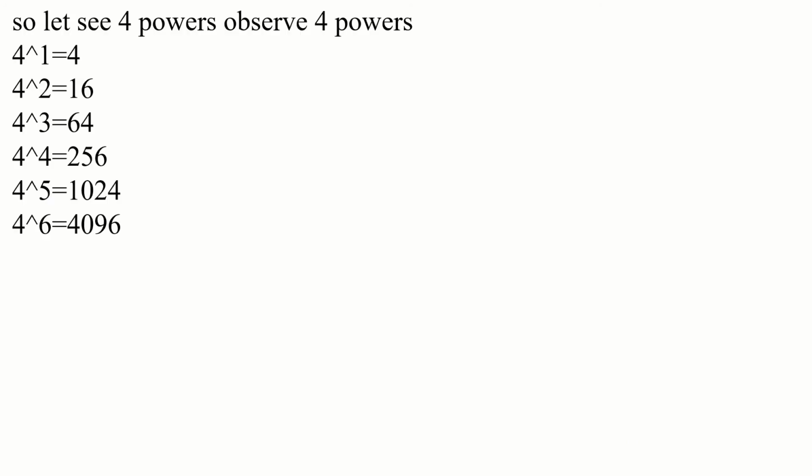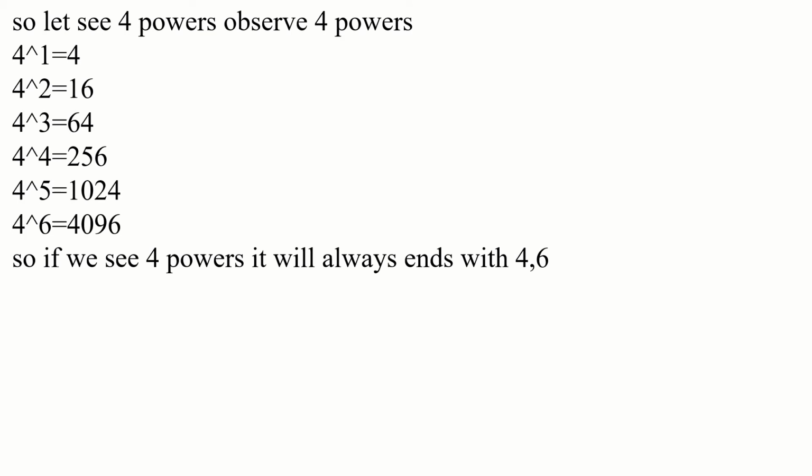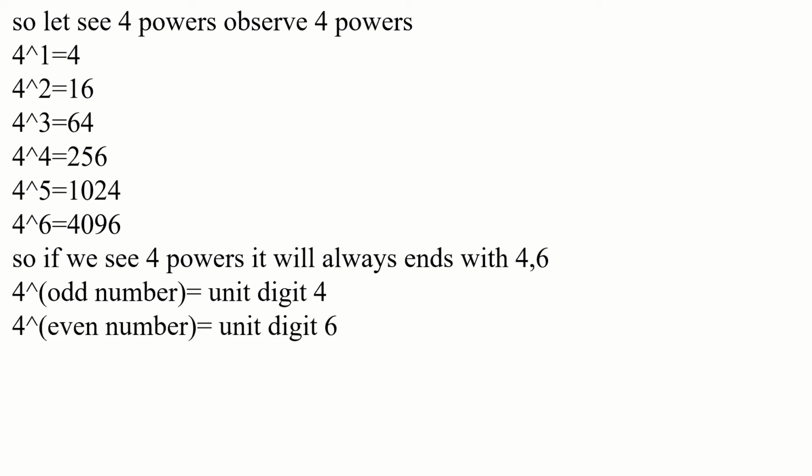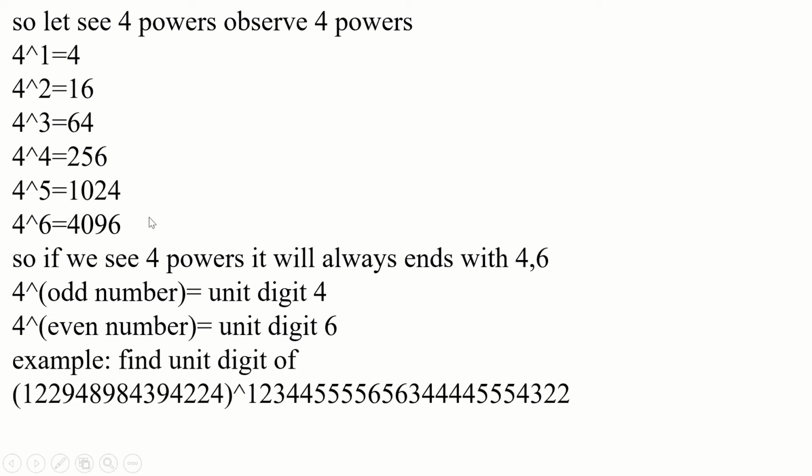So 4 powers, if you see 4 powers, you have a pattern. Always the unit digit ends with 4, 6, 4, 6, 4, 6. So by this I made a conclusion like 4 powers always end with 4 and 6. 4 power odd number will give a unit digit of 4. 4 power even number will give a unit digit of 6. I will simply say these types of conclusions.